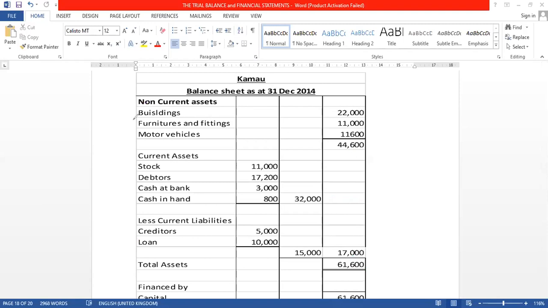Once you are able to get this format, it makes your work very easy, because your work will be just to write and know, is it a current asset? You put it there. Is it a non-current asset? You put it there. Is it a current asset? Put it here. Is it a current liability? You put it there. Is it capital? You put it there, and you're good. Now, if it doesn't balance, then it means that there is a problem.